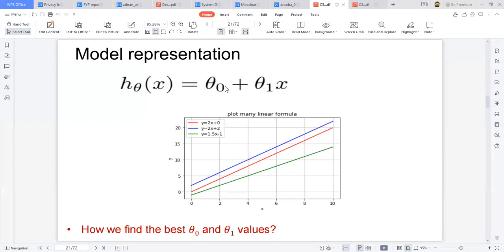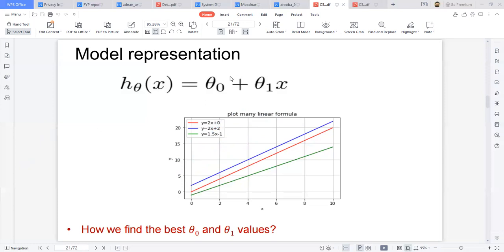If we fix theta 1, we have to find theta naught. So the line can be the red one, the blue one, or here, or here. We are fixing the slope, so the slope will be similar, and it will look like this. But after each line, we will calculate the mean square error. How we will calculate the mean square error for each line will come next.